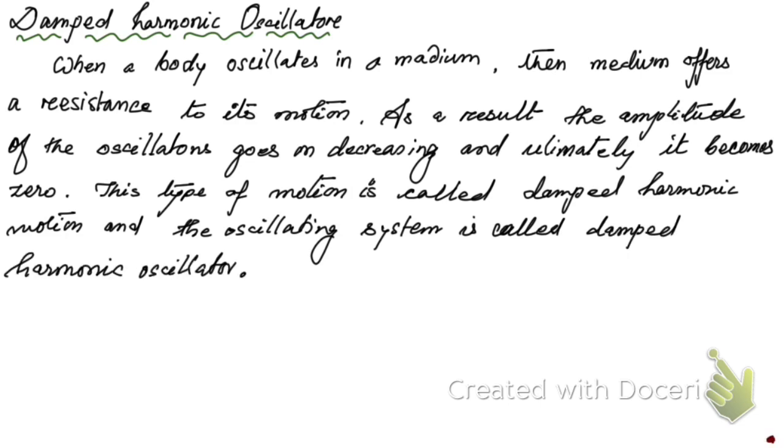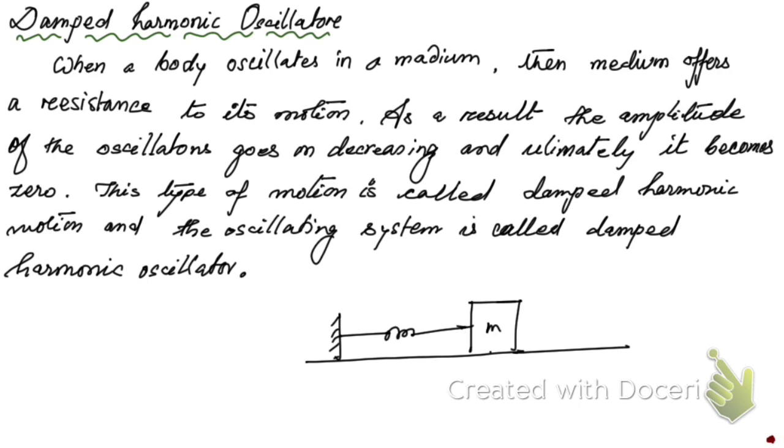Let me explain. Suppose we have a system: a spring attached to a rigid wall. One end is attached to the rigid wall, and here we have a horizontal plane and a block of mass, suppose m. Now this mass is at the mean position, the equilibrium position. If you pull it in this direction and release it, it will start vibrating, oscillating like this.